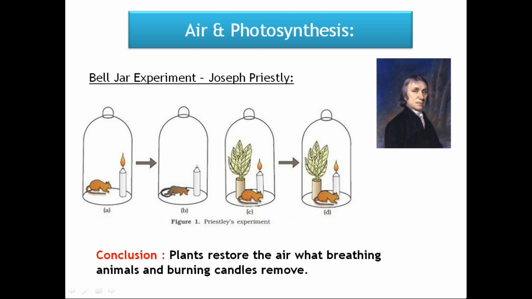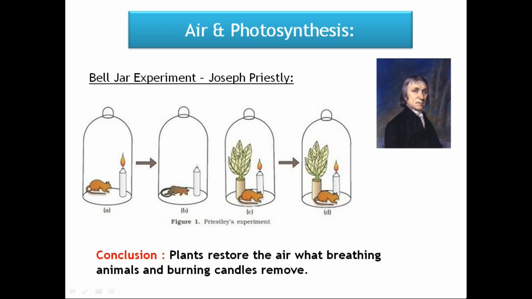How does this gaseous exchange take place? The gaseous exchange takes place through stomata. What are stomata? Stomata are the pores which are present on the leaves. So these tiny pores allow both oxygen and carbon dioxide in and out of the leaf. The diffusion of oxygen and carbon dioxide depends upon the rate of respiration and photosynthesis.